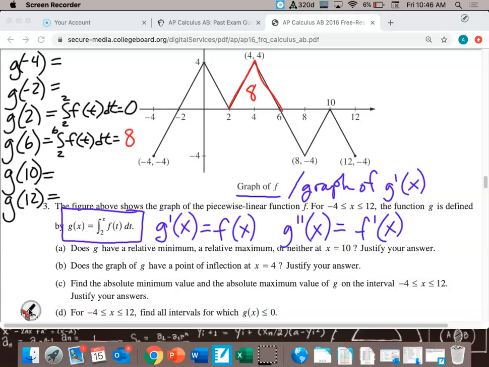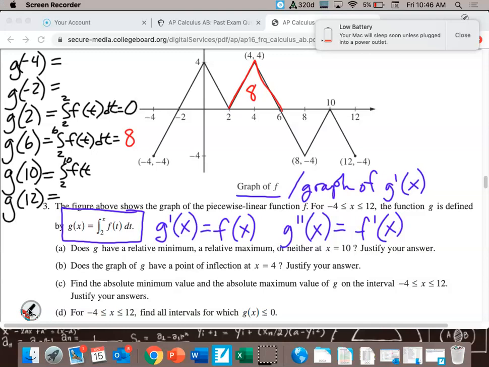G of 10. By the way, the College Board wants you to write all these integrals. 2 to 10. Did I do something wrong? You've got low battery. Oh, your iMac thinks we need to make a change. We'll see. 5%. Yeah, we can do this. We got this. All right.